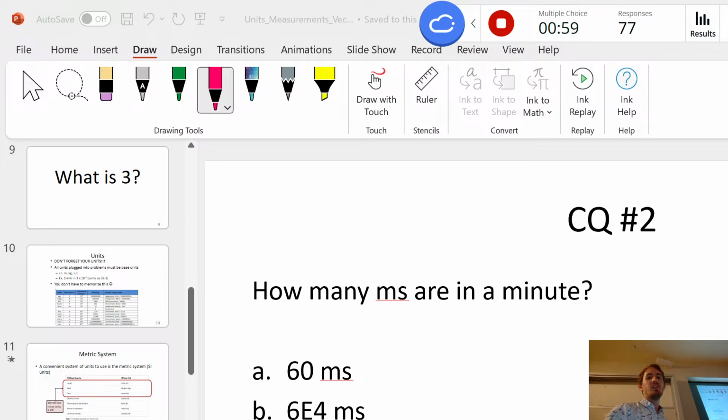All right, give you all 10 more seconds. 9, 8, 7, 6, 5, 4, 3, 2, 1. All right, so let's go ahead and solve this problem out. So, to get milliseconds in a minute, we have to first convert to seconds.